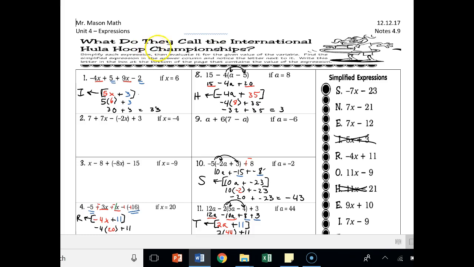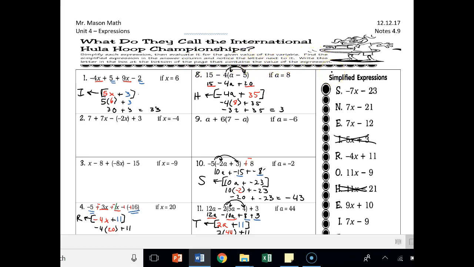So we got this riddle: what do they call the International Hula Hoop Championships? Basically, what you're going to do is first simplify each expression, as in combine like terms, and then evaluate it for the given value of the variable. You're going to find the simplified expression in the answer column right off here to the right, and then notice the letter next to it, and write this letter in the box at the bottom of the page that contains the value of the expression.